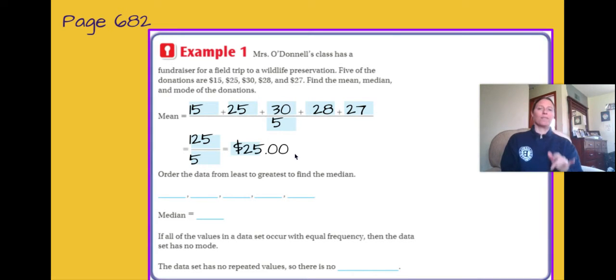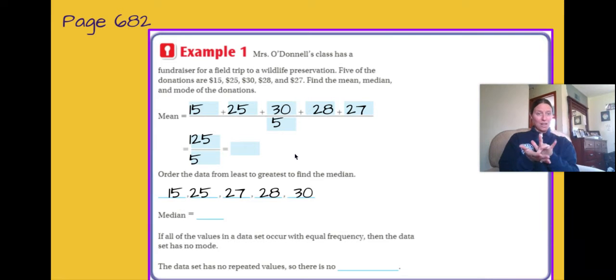Now to find the median, you put all the numbers from smallest to greatest in a line, move towards the middle from the sides, and since this is an odd set, the answer is 27. Now the mode is the number that occurs most often. In this data set, there are no numbers that repeat, so there is no mode.